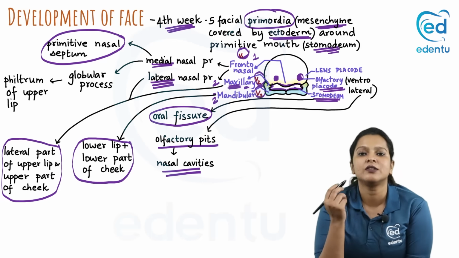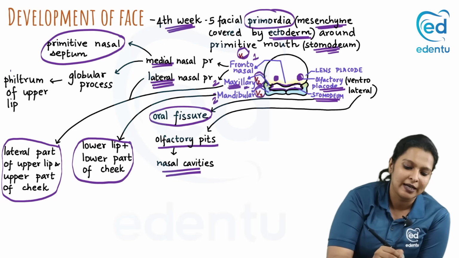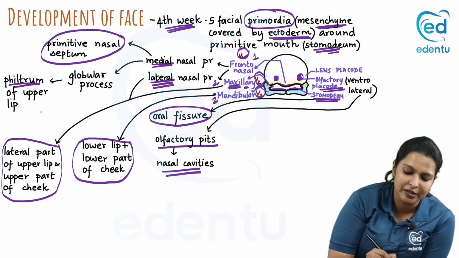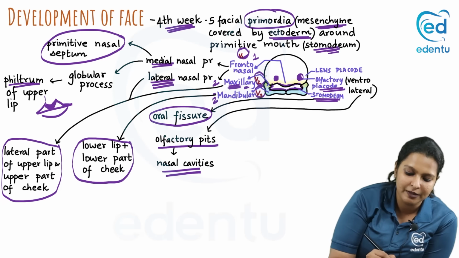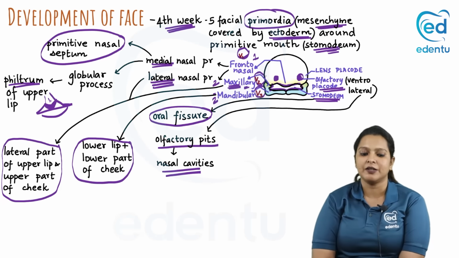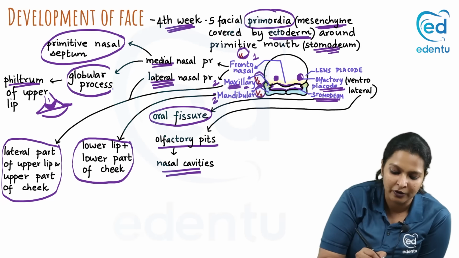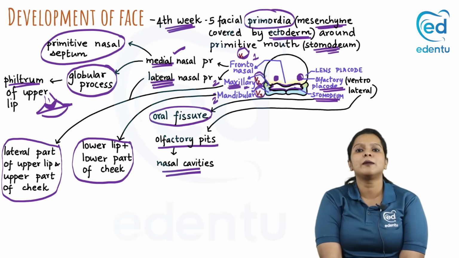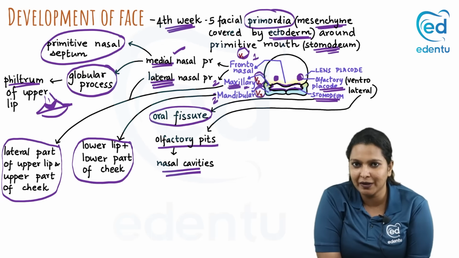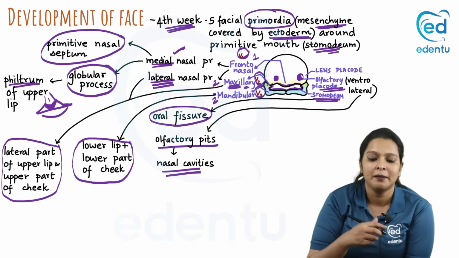In addition to this, we've left out only the middle part of the upper lip, that is called the philtrum of the upper lip. You can see this is the lip. Okay, so this middle part is called the philtrum of the upper lip. This region, the philtrum region alone, is formed by a globular process of medial nasal process. Okay, philtrum or the median part of the upper lip is formed by the globular process part of the medial nasal process.